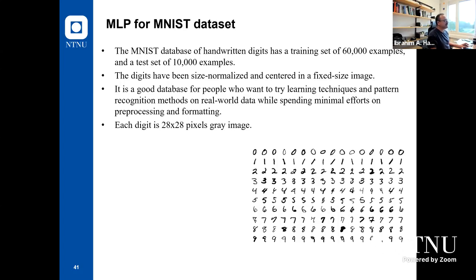The MNIST dataset consists of 70,000 examples, 60,000 for training and 10,000 for testing. It's handwritten digits. You can Google it to get more information about MNIST. It's a very useful dataset, and very important in computer science because people usually use it for testing new algorithms, new tools, and stuff like this. The digits have been normalized and centered in a fixed size image. Each image size is 28 times 28 pixels.